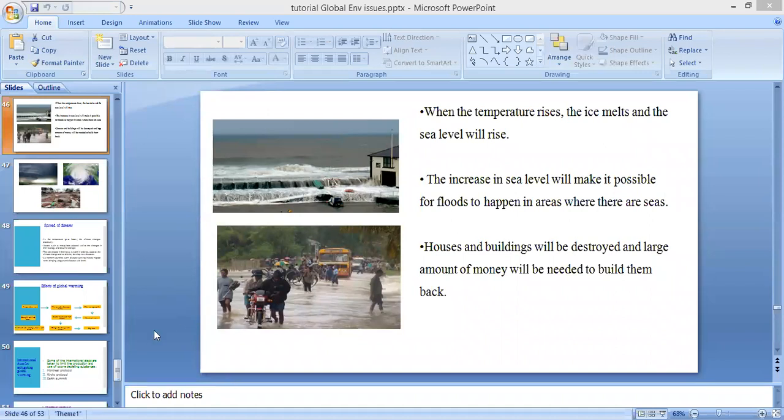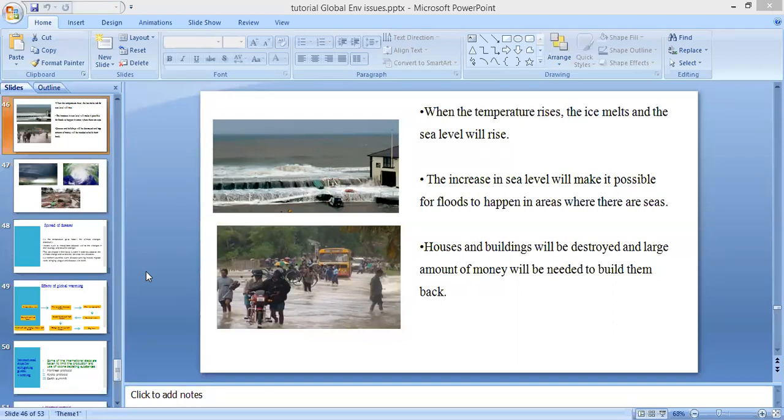Okay, so when the temperature rises, the ice melts and the sea level will generally rise. The increase in sea level will make it possible for floods to happen in areas where there are seas. So generally, the sea level will rise whenever there will be a flood. Due to the melting of the ice, the sea level will rise, and due to the rise in the sea level, the floods will happen in the areas.